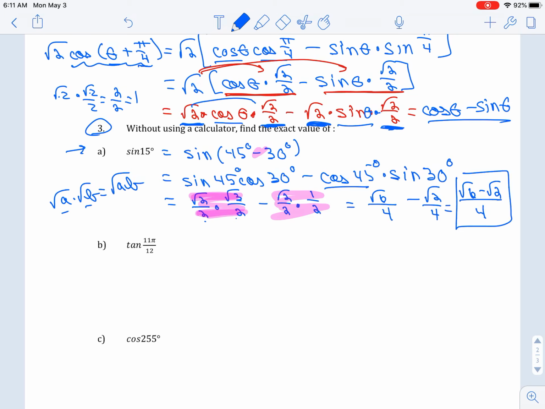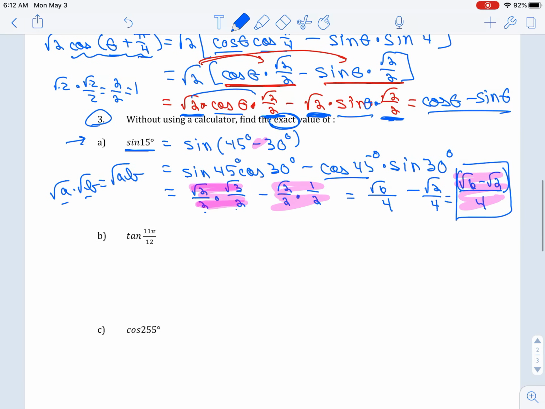You can check this on your calculator. When you put this into your calculator, you have to put the numerator in parentheses to get a decimal, and then put in the sine of 15 degrees. Make sure you're in degree mode. You should get the same thing, so you can check it and see that it works. But notice that what we have found here is the exact value. Exact means you're leaving the square root sign in there. You're not changing it to a decimal.